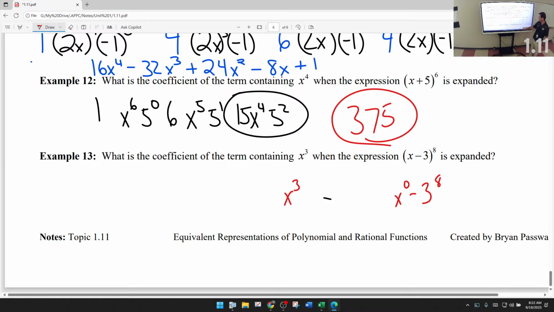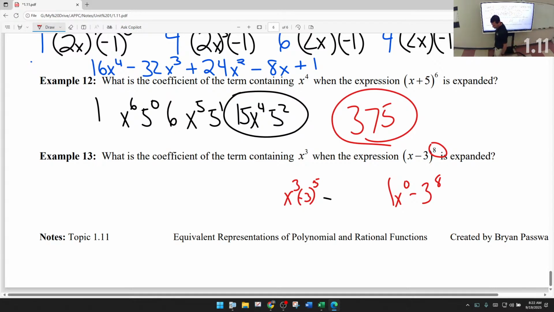Y'all with me? If this is 8, that's going to be 7, it's going to be 6, and it's going to be 5. They should add up to 8. So I need -3 to the 5th. That should help you. The exponent should add up to this. Okay? All right, so now this was the first, which has a coefficient of 1, 8.